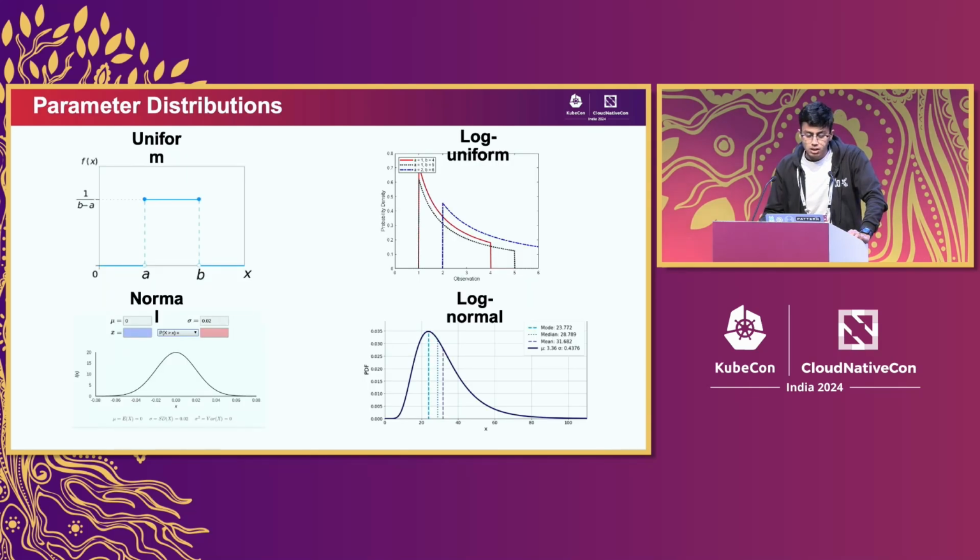So to address it, we introduced a few more parameter distributions. One of them was log uniform. This is for when the parameter values are varied logarithmically. And then the normal distribution for when the parameter values revolve around a central mean, such as the dropout rates, and the log normal distribution for when the parameter values vary exponentially.